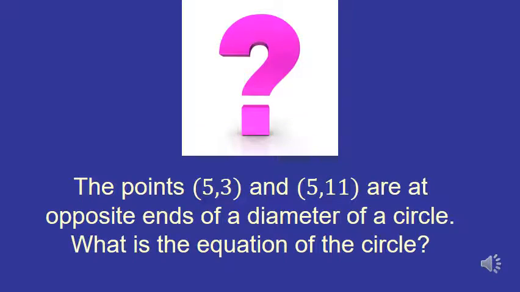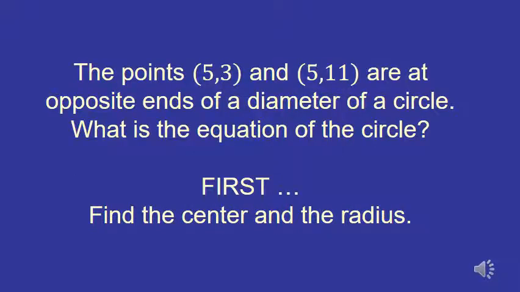Here's one last example we're going to take a look at today. It says the points 5, 3 and 5, 11 are at opposite ends of the diameter of a circle. What's the equation of the circle? Again, you might want to pause things for a second and see if you can figure out what's up with that one. Well, in order to find the equation of a circle, what I've got to know is the center and the radius, and technically I don't know either of those things ahead of time, but I can figure out both of those.